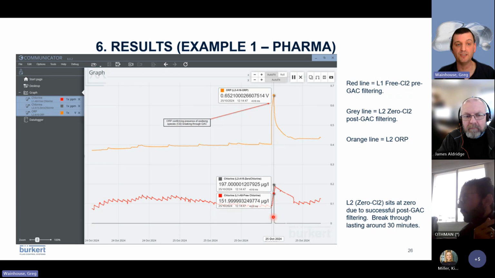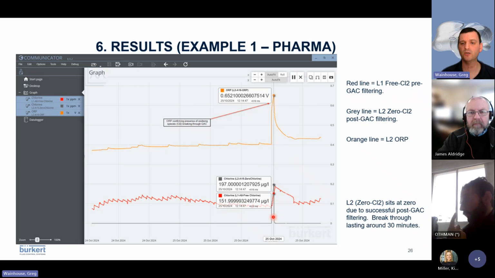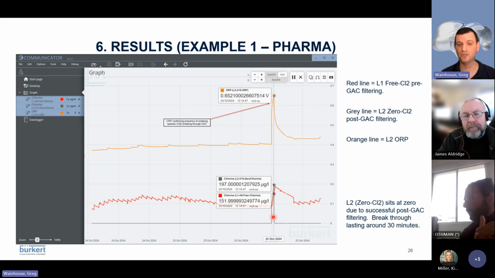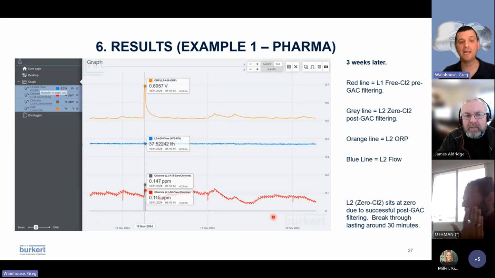That waste is diverted off to another process. So they can be confident that, yes, there is something in that backwash process, but it's being sent to drain. It's not going to get onto the downstream filtration processes that they have. So we can be confident that we are protecting and we are detecting chlorine downstream of this particular carbon bed. We actually repeated that a few weeks later.